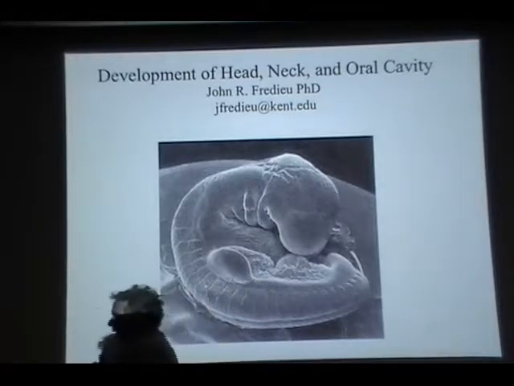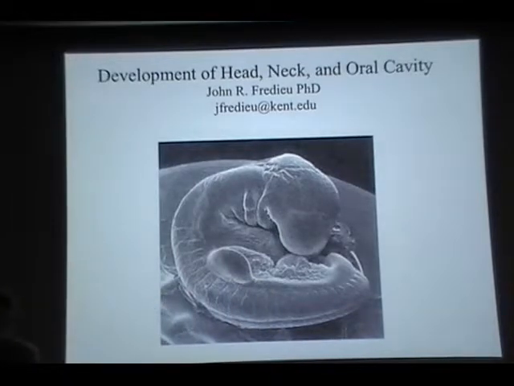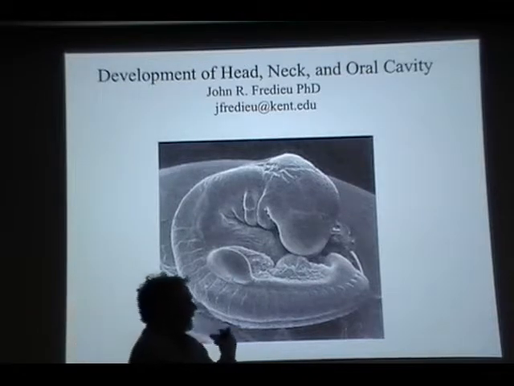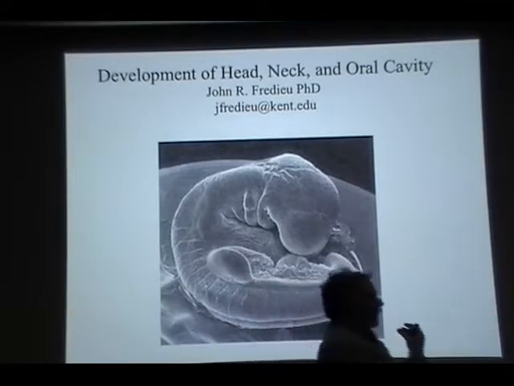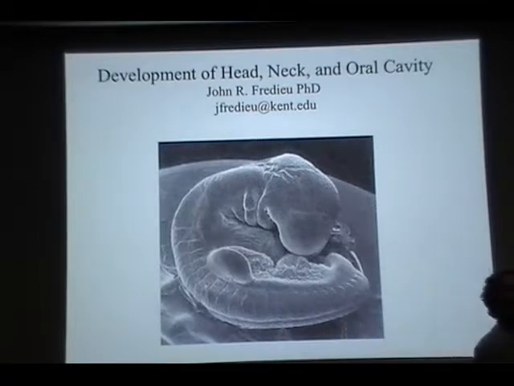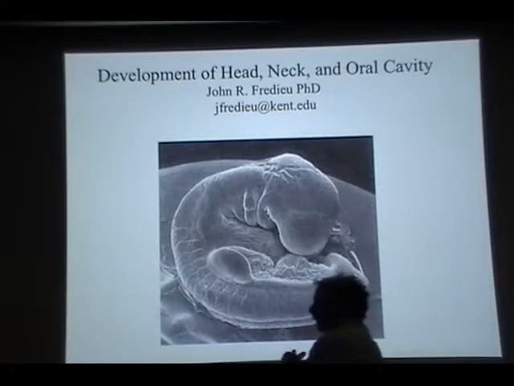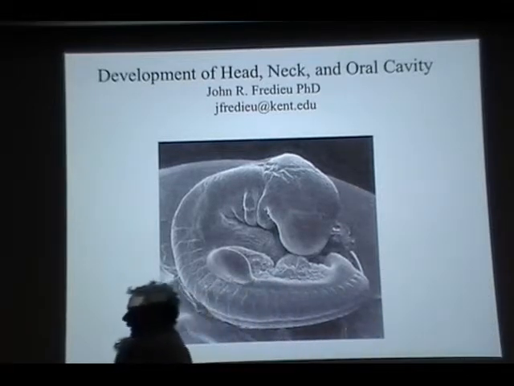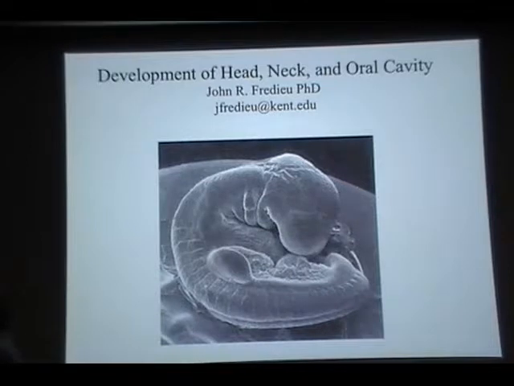First half of this, we're going to go through the embryology of the head and neck development. We're going to look at development of the skull, soft tissue, oral cavity, all the structures of the face and structures of the neck. The second half, we're going to look at clinical issues that may arise from congenital anomalies that result from many different reasons during the development of the head and neck.